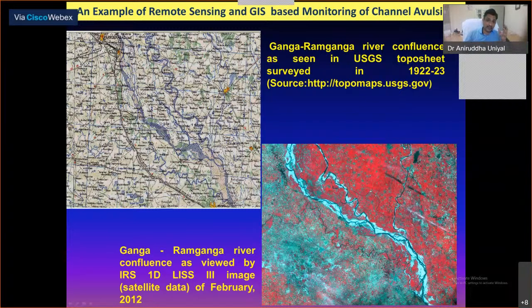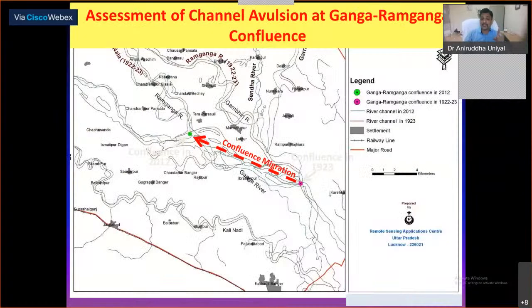Because you see, many of the small streams have been captured in this region, like the Kunda River was captured. And now this is what we can see, the confluence migration. So it has not only been bank line shift, it has been channel evolution. Bank line shift could be on the right bank or on the left bank. But when the entire channel is migrating either on its right side or left side or upstream, that is channel migration. And if it is suddenly migrating, then it is channel evolution.